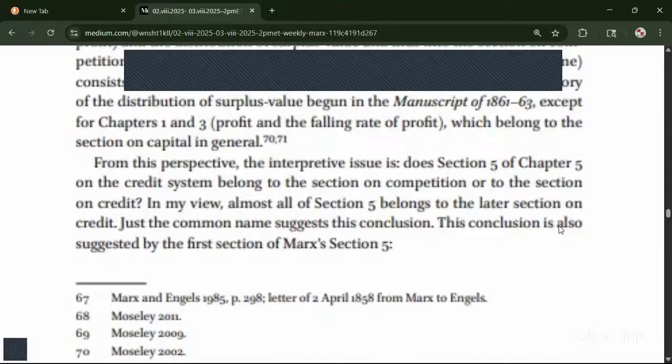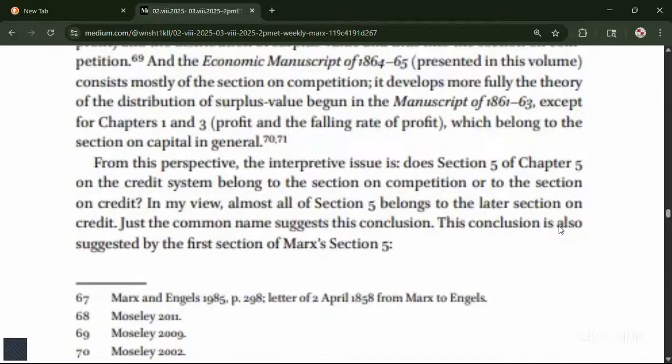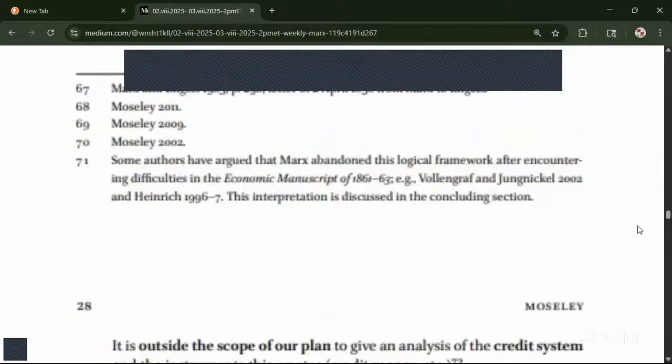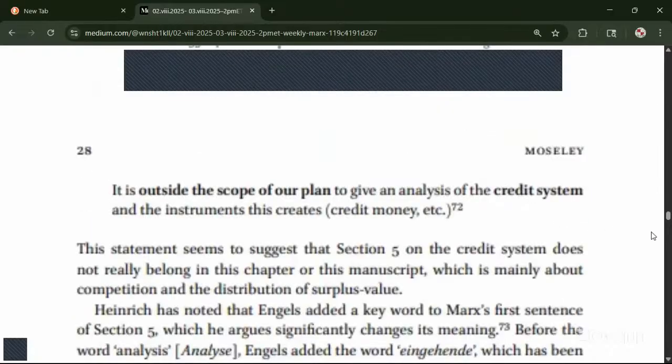Does section 5 of chapter 5 on the credit system belong to the section on competition or to the section on credit? In Moseley's view, almost all of section 5 belongs to the later section on credit, just as the common name suggests. This conclusion is also suggested by the first sentence of Marx's section 5, quote, "It is outside the scope of our plan to give an analysis of the credit system and the instruments this creates, that is, credit, money, etc."